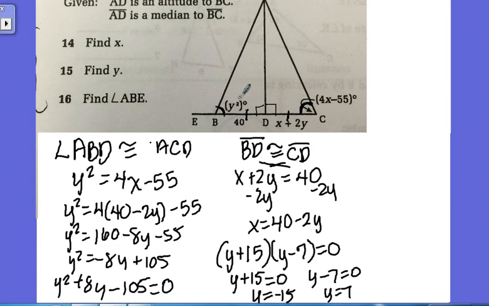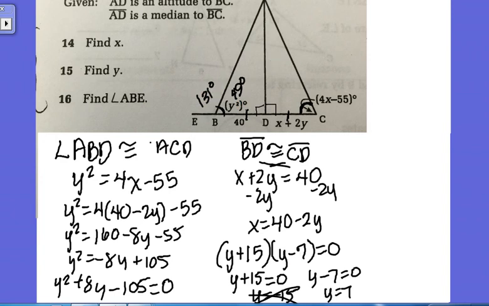Well, if we come up here, we have to find the measure of ABE. If y is negative 15 and we plug that in, negative 15 squared is 225. That's impossible. This is not a 225-degree angle, so we have to throw that answer out. I think we're going to have to go with y is 7, which would make this a 49-degree angle. And since they're supplementary, that one would make this 131.